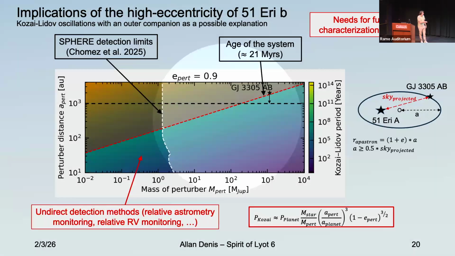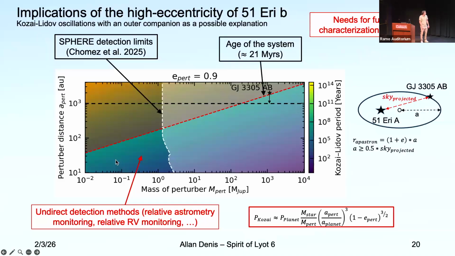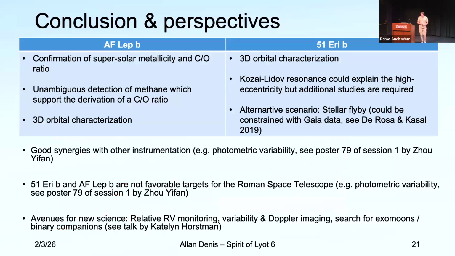Talking about this region, we could place some other constraints by using indirect detection methods, for example relative astrometry monitoring or relative RV monitoring. I don't know how many minutes I am left with. Okay, I'm moving on to the conclusions.